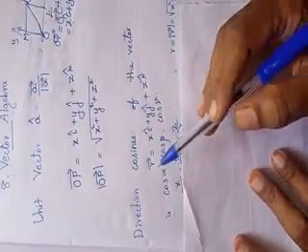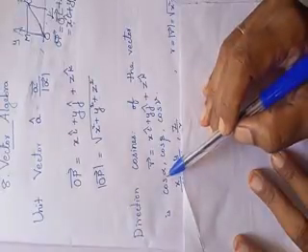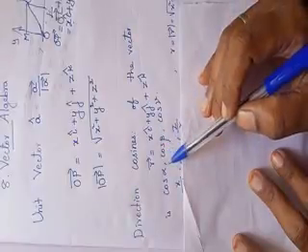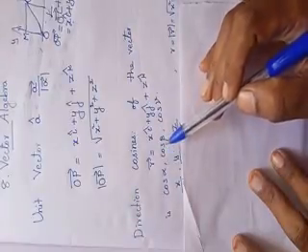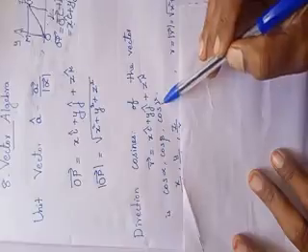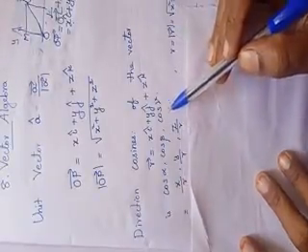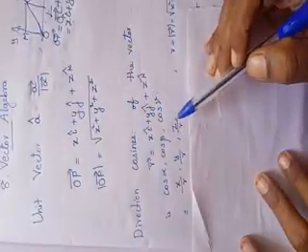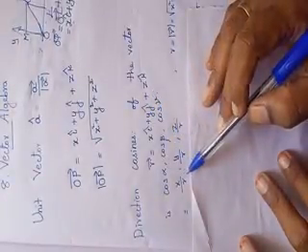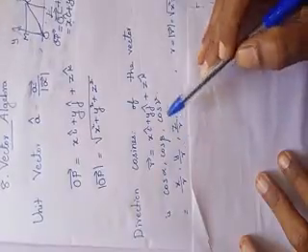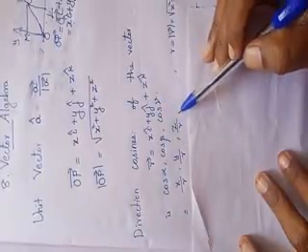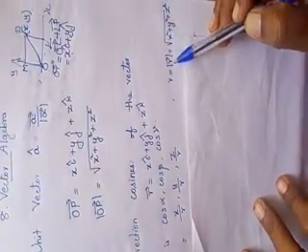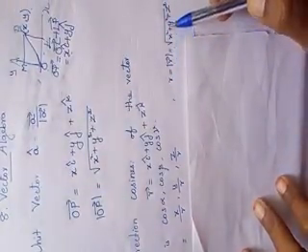Now what is cos alpha? Alpha is the angle with the x-axis, beta the angle with the y-axis, and gamma the angle with the z-axis. Now this is x by r, y by r and z by r. That is, cos alpha equal to x by r, cos beta equal to y by r and cos gamma equal to z by r, where r is nothing but the modulus of r vector, that is root of x square plus y square plus z square.